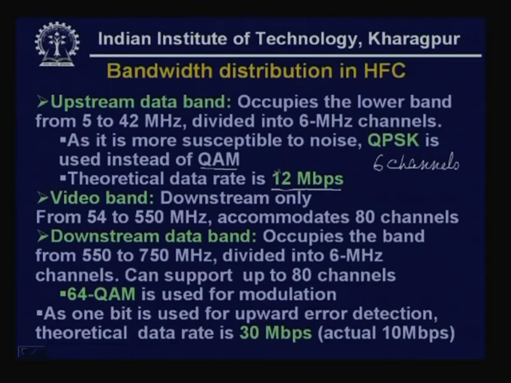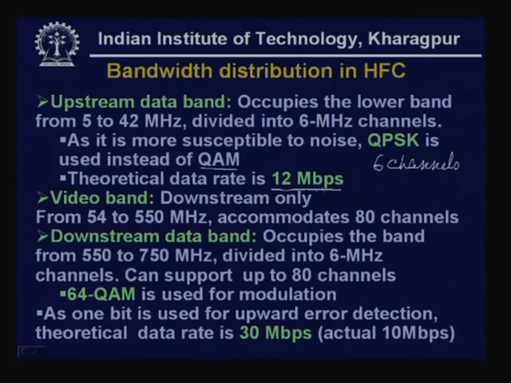That is the theoretical data rate possible, 12 megabits per second, because with QPSK, whenever you use a 6 megahertz bandwidth channel, your data rate will be 6 megabaud multiplied by 2. That means per signal element you can send 2 bits of data. That is how you get this 12 megabits per second. Although this is the theoretical maximum data rate, the actual data rate in the upstream direction will be much smaller, because you cannot really achieve this 12 megabits per second.